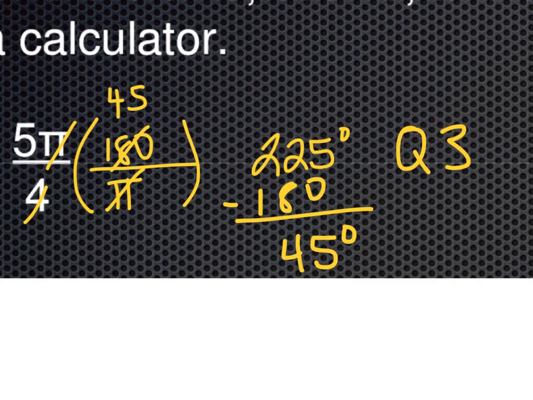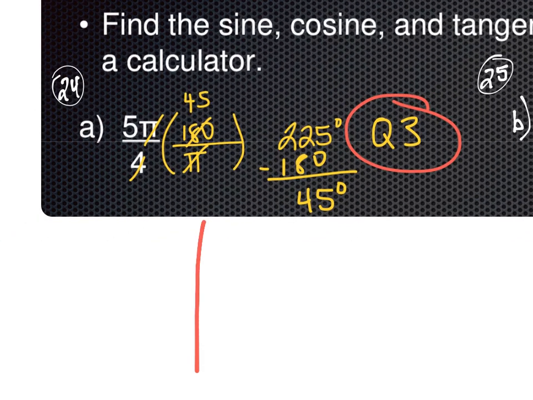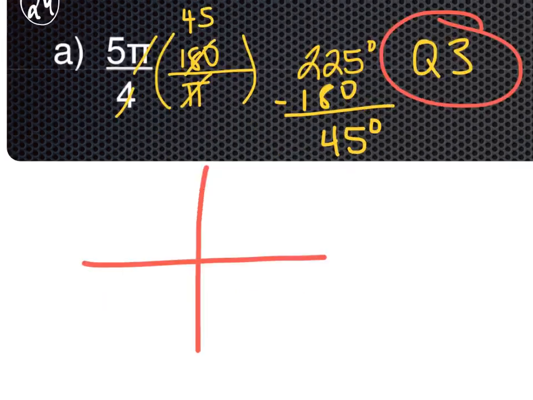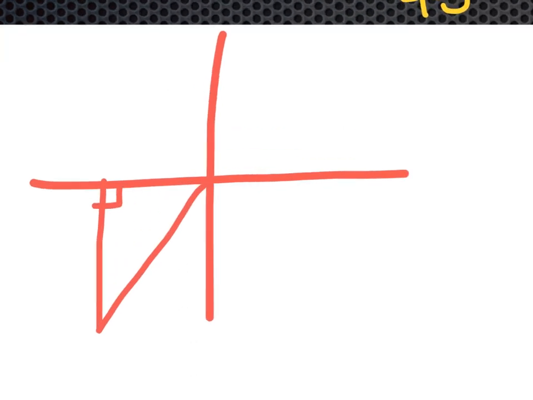Okay, so let me show you how this works. What quadrant did you tell me that we were looking at? Quadrant 3. So, some of you will want to draw it like this. Some of you will just be able to think. But if I'm on quadrant 3, it's something like that, correct? Yes? Okay, my right angle's right here. 45, that's the angle that, this is our reference angle.